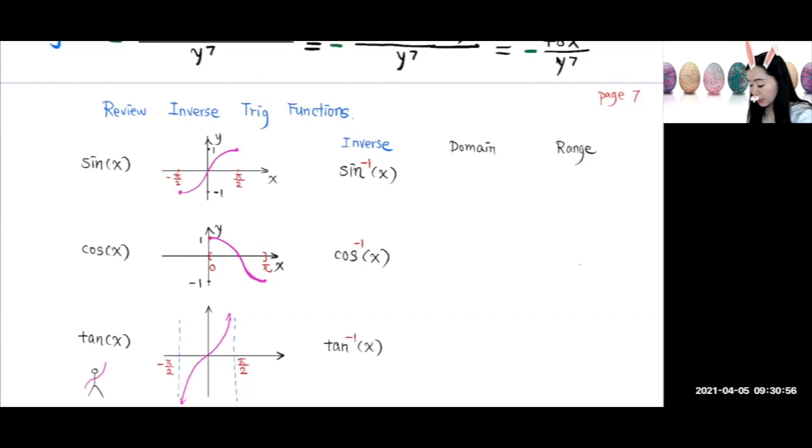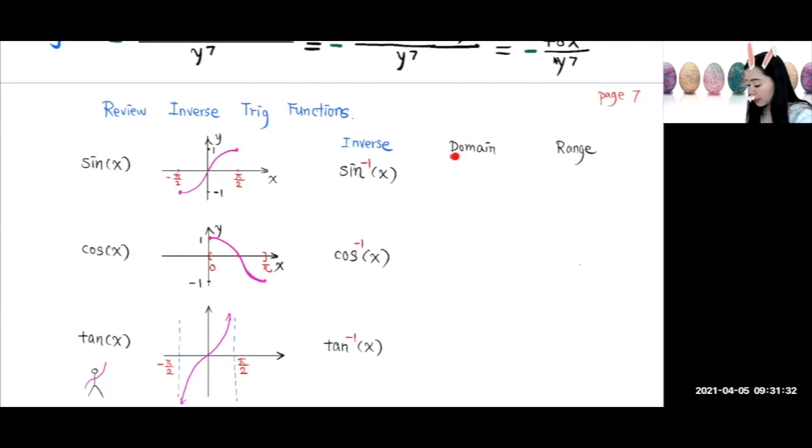Now remember, the inverse function and the function itself just switch the x and y. So for example, sine of π/2 is equal to 1, then inverse sine of 1 will be π/2. So for sine and inverse sine, the domain and range are going to be switched.